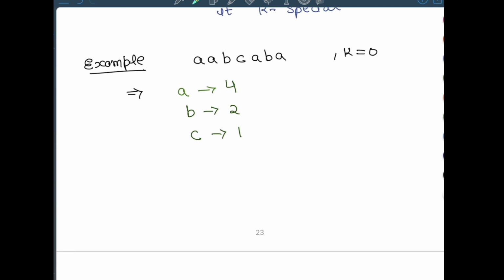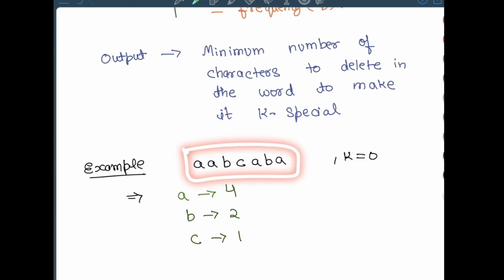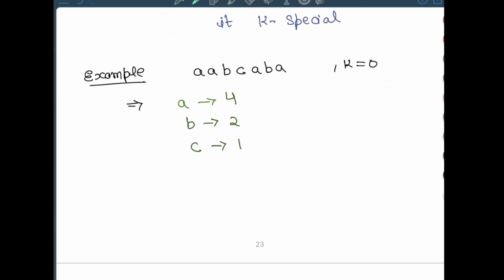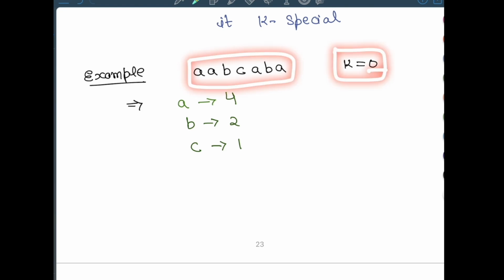Now let's try to understand this with a few examples. In example number 1, the given word has characters like A, A, B, B, A, B, A, and the value of k is 0. This value is very important here. If k is 0, then to make the word k special, if I choose any two characters, the absolute difference of their frequencies must be less than or equal to 0. Since absolute difference is never negative, 0 is the minimum value. So we need to make sure the frequencies of all the characters are equal, so that their absolute difference is 0, because it cannot be less than 0.